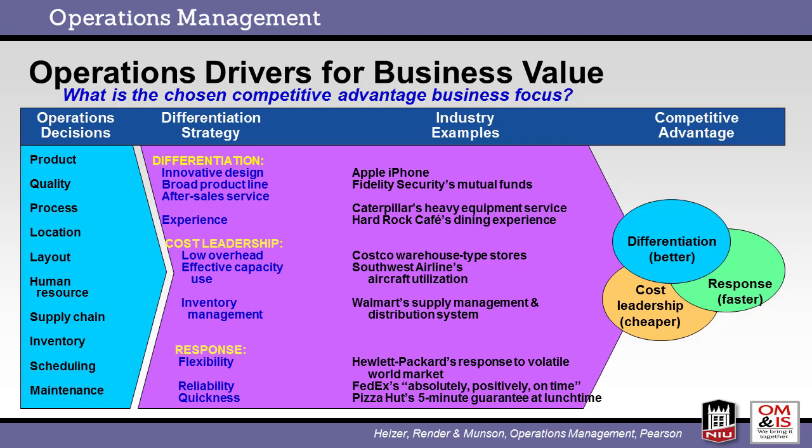Recall the 10 decisions of operations management. Here we see a graphic displaying the link between these decisions and the differentiation strategy of a business. This strategy establishes those aspects of the business that make them unique or provide competitive advantage. Examples of companies that exhibit differing strategies are also shown here. What differentiation strategy does your company use? Note that many companies use a combination of these strategies.